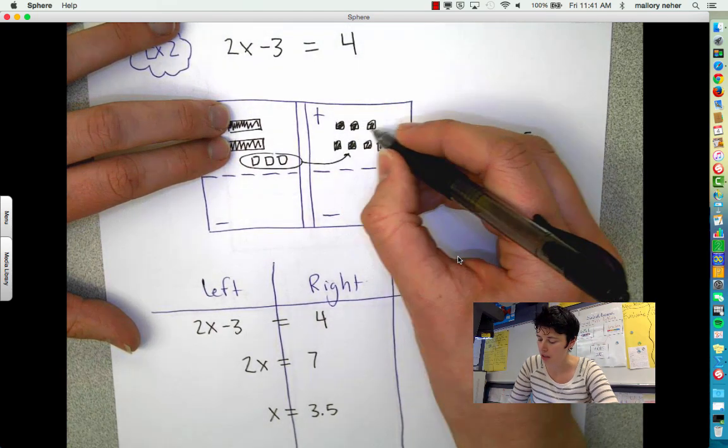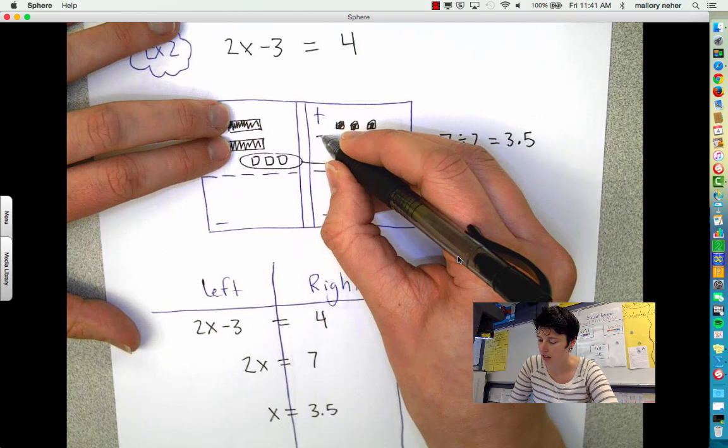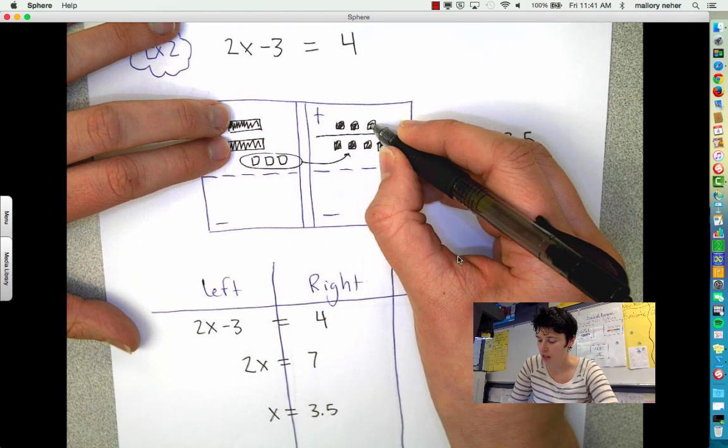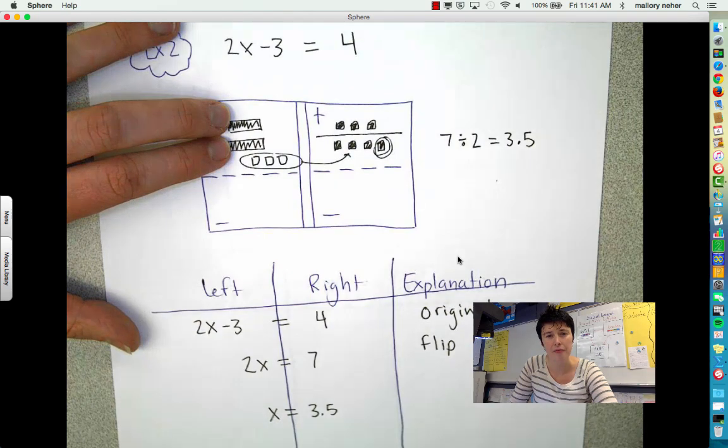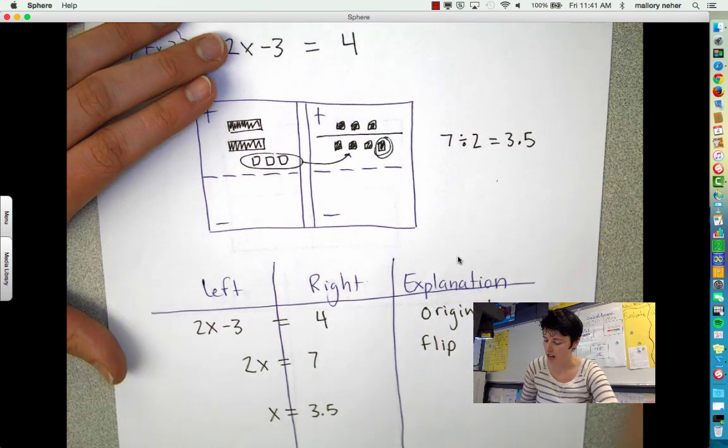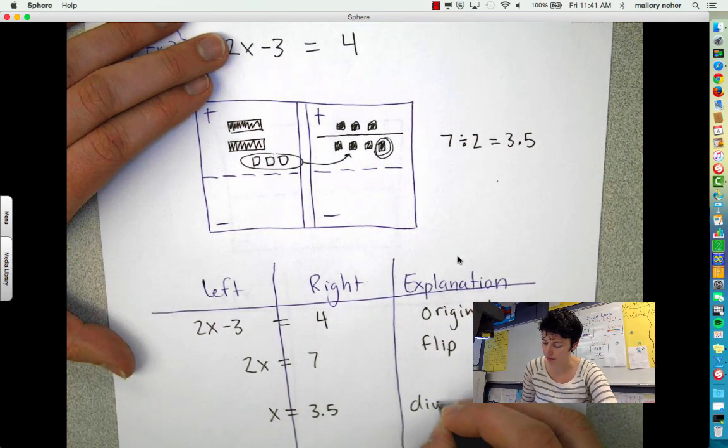I'm picturing it like this. If I divide it down the middle here, there's 3, and then there's this extra one that I have to split in half to share amongst the x's. And I'm going to label that step division.